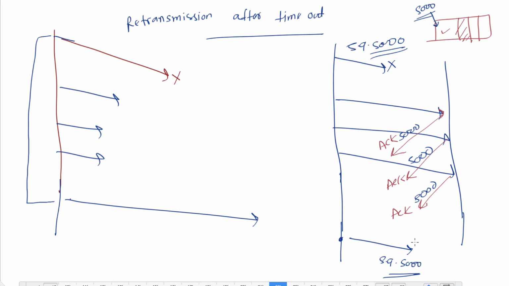The sender will get to know that my 5,000 packet has been lost, which I completely agree with, but all of the other packets that I have sent must have been received. Only then am I getting the acknowledgement for 5,000 again and again. Why am I getting this acknowledgement? Because this packet has been received. Why am I getting this one again? Because this packet has been received. So the sender will get to know not only that it has to retransmit the 5,000 packet, but also that the other packets have been received.